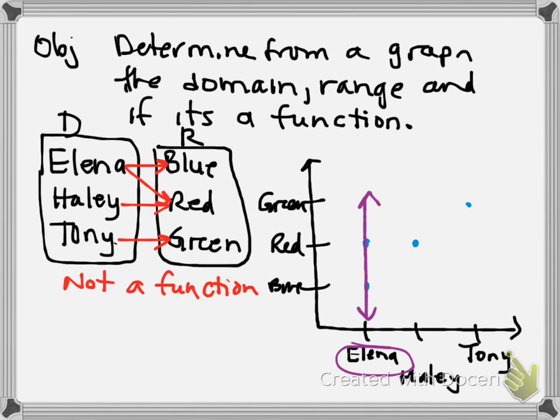Okay? I could change Elena to 1, Hallie to 2, Tony to 3. I could change blue to 1, red to 2, green to 3. I could change these to numbers. The reality is, you don't get a function if 2 of the points can form a vertical line. Not a straight line, because all lines are straight, but they can form a vertical line. So there's actually a physical test called the vertical line test.